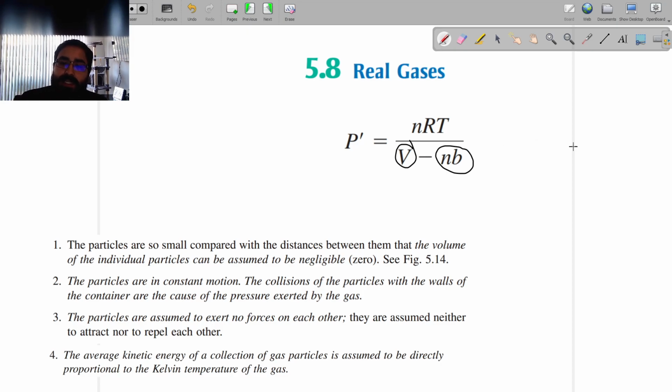gas particle takes up. So remember, gas particles, we said they're tiny little dots that don't take up any space, but in reality, they take up space. So you subtract that nb, and the b is really what accounts for the space they take up.